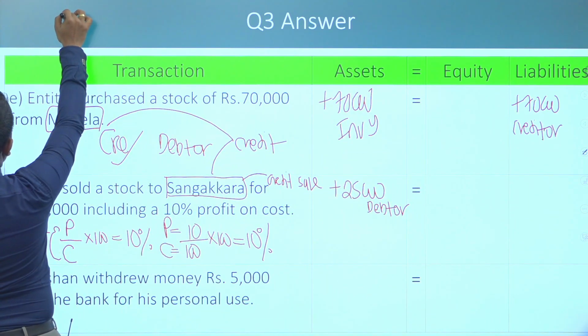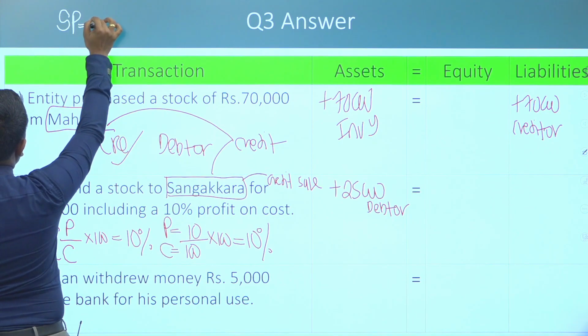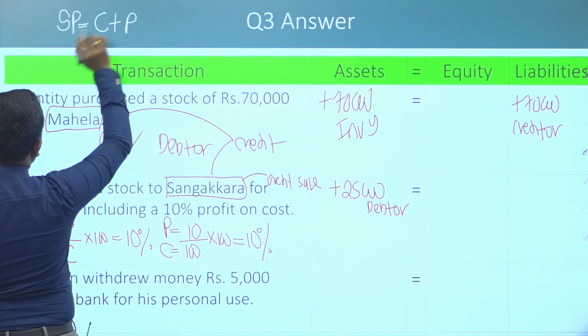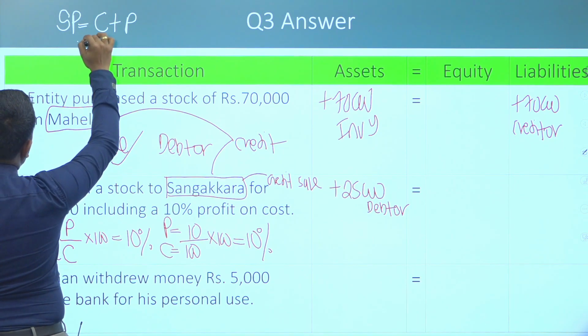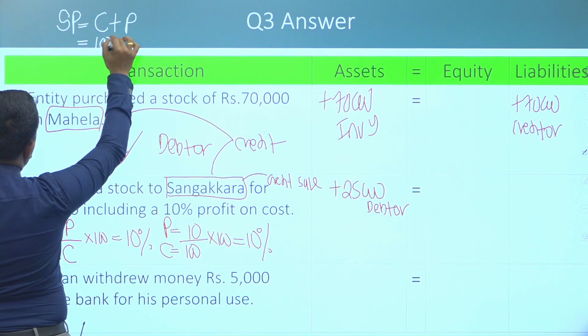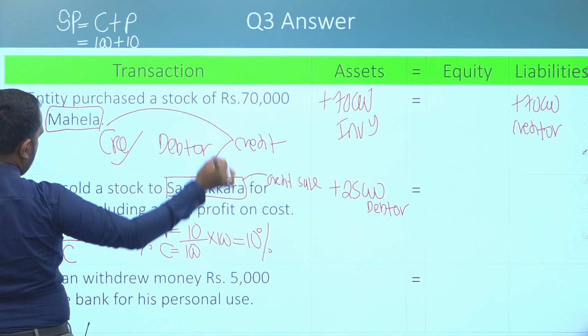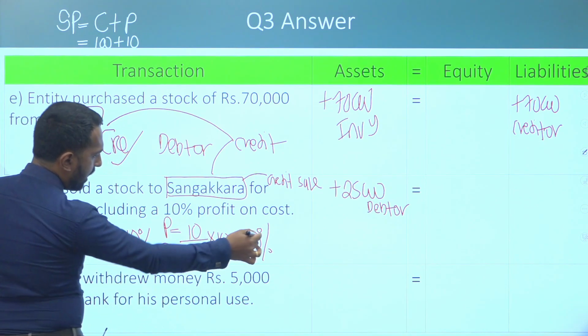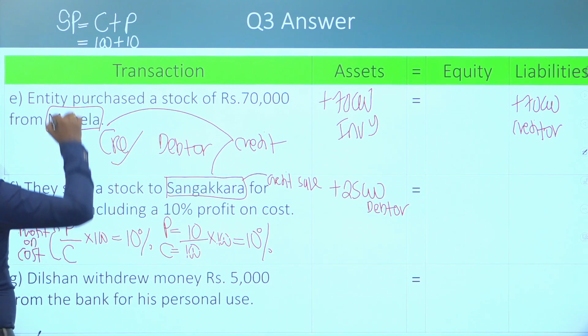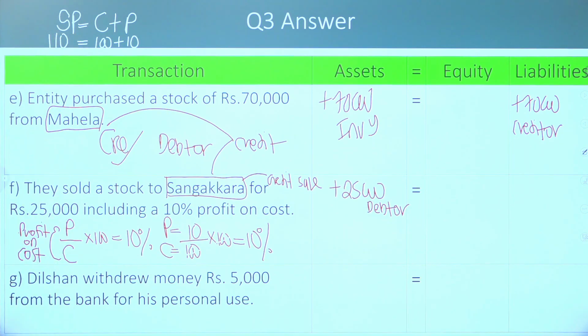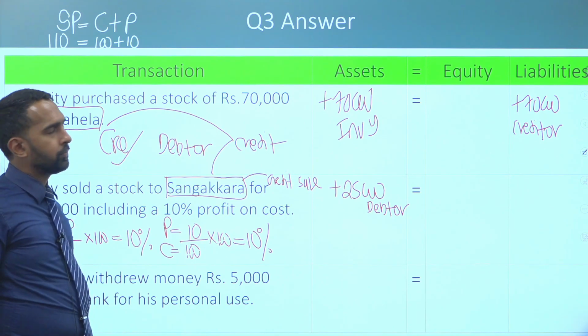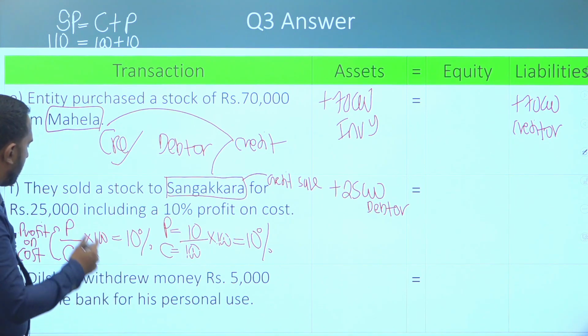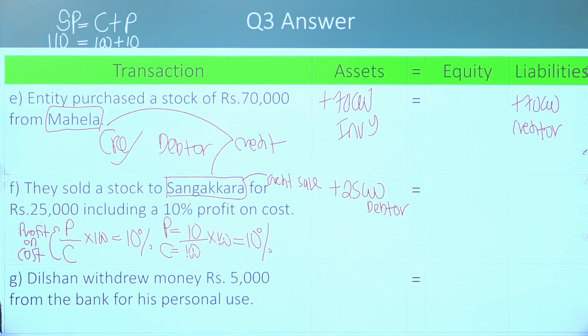We know that selling price is equal to cost plus profit. As per this example, cost is 100, profit is 10. To get 110, the cost should be 100 and the profit should be 10. So your selling price should be 110. Profit on cost is 10%, so that means your cost is 100, and you came to an answer of 110.